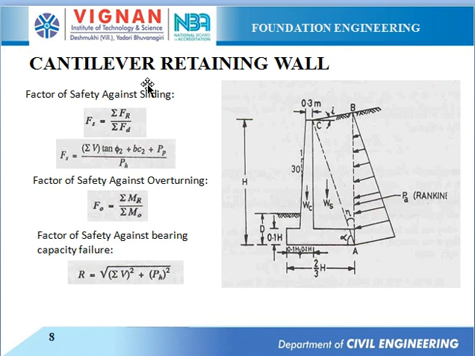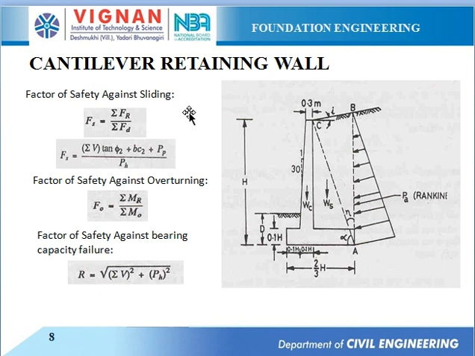So, for a cantilever retaining wall, this is the diagram shown here. The diagram shown here is a cantilever retaining wall, which is at a height of H, and the web is at a height of D, and the base is having a width of 2 by 3 H. For this cantilever retaining wall, we will be calculating the earth pressure, the active pressure acting upon the backfill retaining wall surface and the soil, according to Rankine's theory.